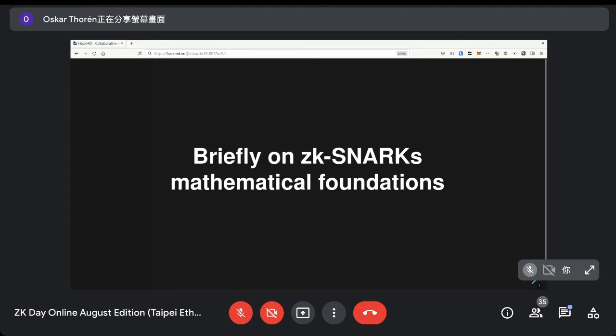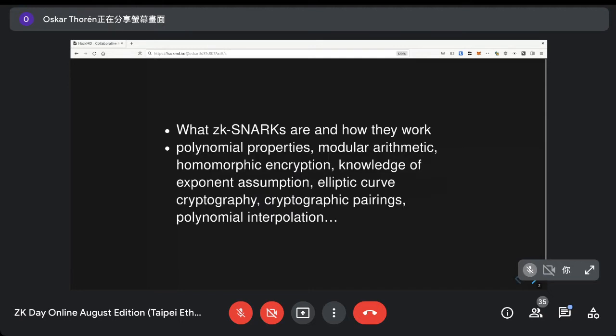I'm going to talk briefly on zk-SNARKs and the mathematical foundations of it. We'll start by talking about what zk-SNARKs are and how they work. And then we'll focus on the mathematical underpinnings of them, so things like polynomial properties, homomorphic encryption, knowledge of exponent assumption, cryptographic pairings, and so on.